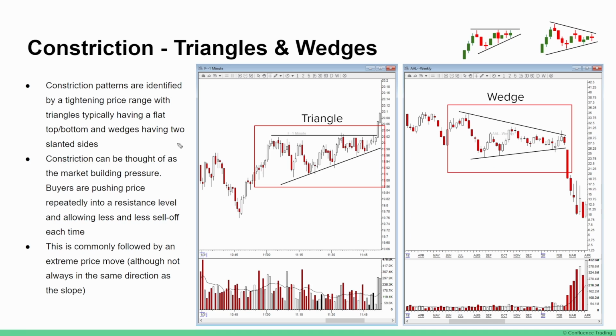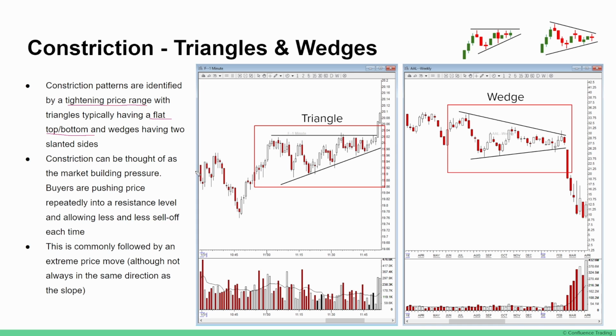Okay, so moving on from consolidation, we'll now talk about constriction. Constriction patterns are identified by a tightening price range. There are 2 patterns that I want you to memorize for this particular C in the 4 C's of price action, and those are triangles and wedges. Triangles typically have either a flat bottom or a flat top, and wedges have 2 slanting sides, as you can see in these 2 examples.